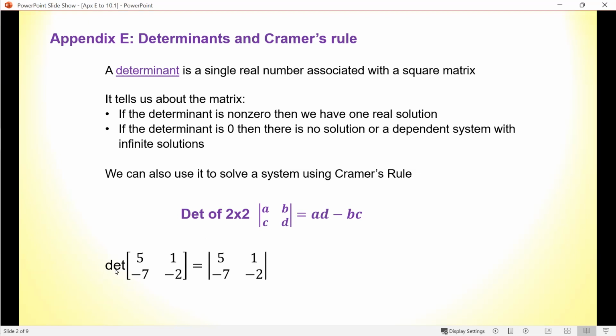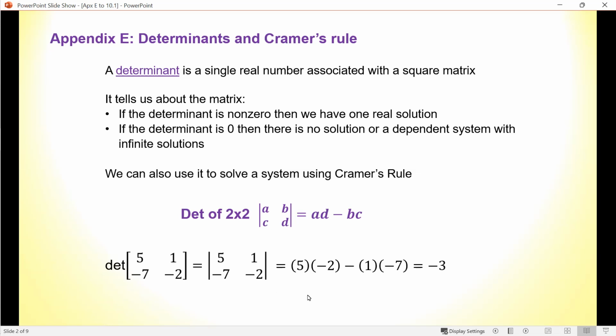So if we want to take the determinant of this 2x2 matrix, 5, 1, -7, -2, notice these are brackets. These brackets are just containing this matrix, and we're saying DET of these brackets, meaning take the determinant of this matrix. That is equal to putting the matrix in between these vertical lines. These vertical lines are asking us to take the operation of finding the determinant.